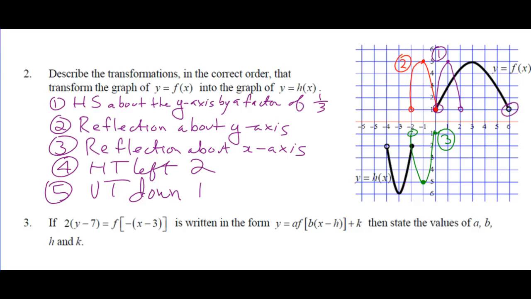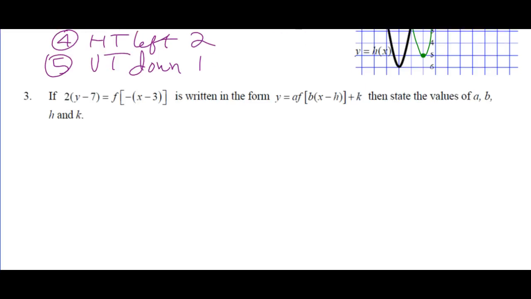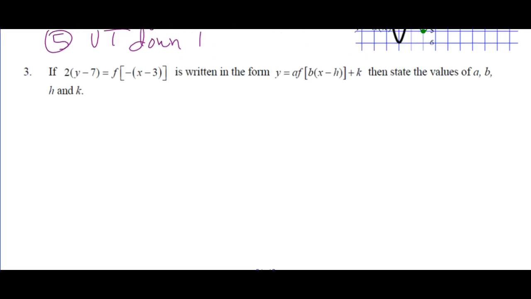And all we were asked was to describe the transformations in the correct order. There they are. Can I reverse these two? Yes. Can I reverse these two? Yes. Can I reverse these two? No. Just don't. Actually, you probably can and still get the same thing, but don't do it.